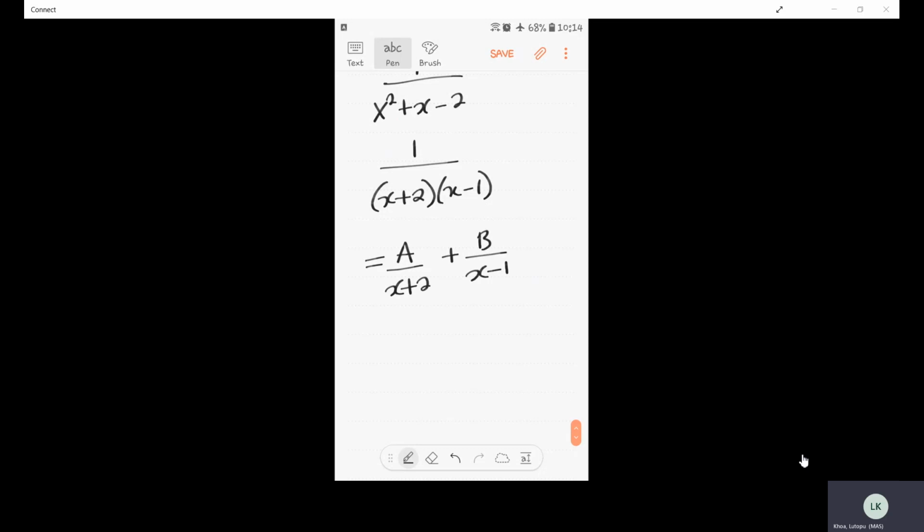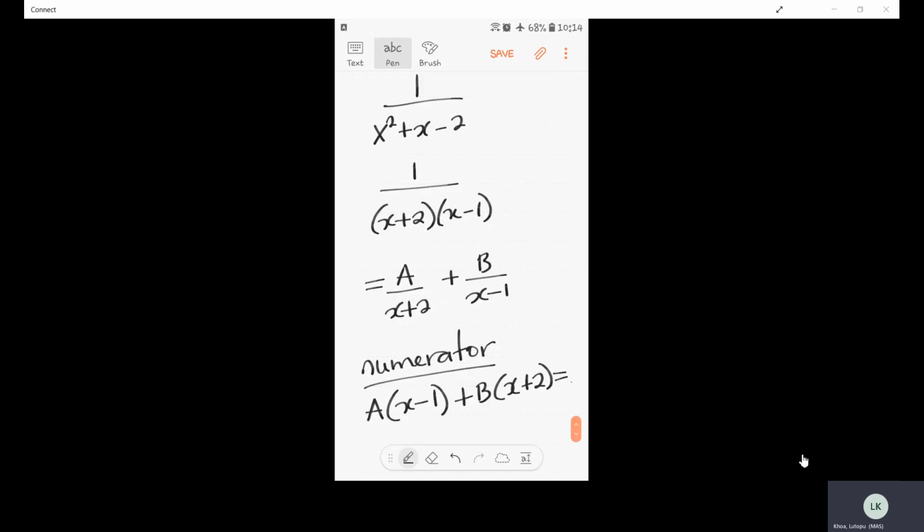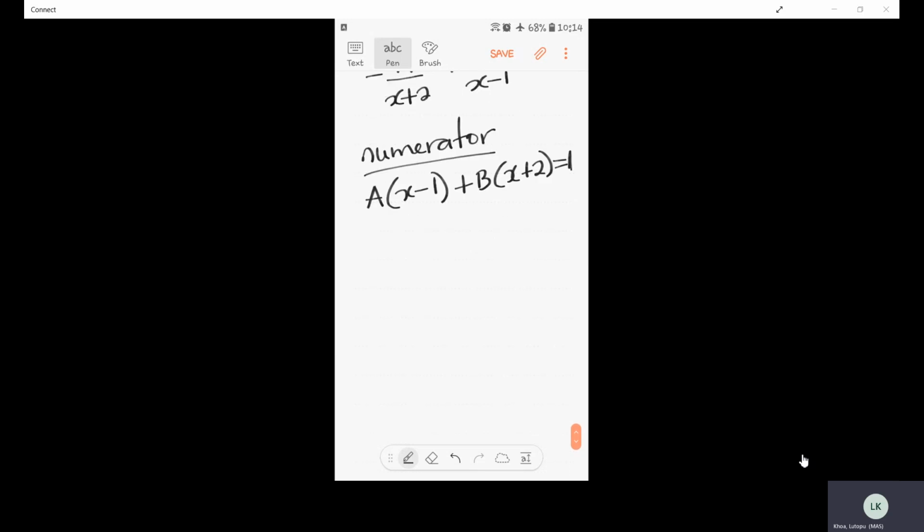So now that it's decomposed, I will combine it and then equate the numerators. So my numerator, I have A times x minus 1 plus B times x plus 2. This is equal to 1, so the numerator over there is 1. Then I say x is equal to 1. So when x is equal to 1, the A disappears. So I have B times 1 plus 2. This is equal to 1. This means that B is equal to 1 over 3.